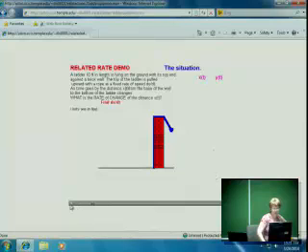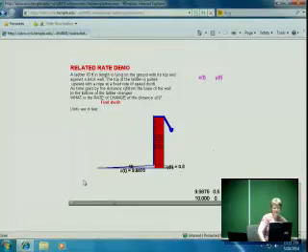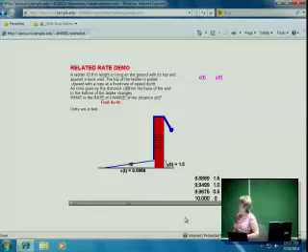The ladder is pulled up the brick wall at a steady rate. I'm going to pause it so I can say something right here. Notice that the ladder is always 10 feet long. It's being pulled up against a wall, but the length of the ladder is not going to change. What is going to change is the distance the opposite end of the ladder is from the base of the wall, and how high the other end of the ladder is up the wall.